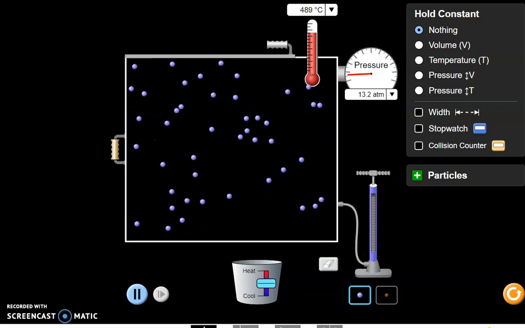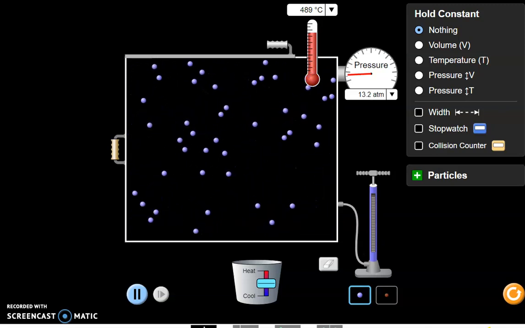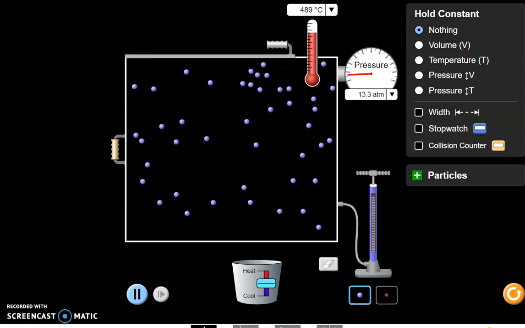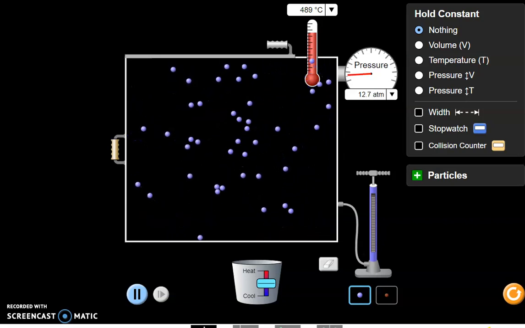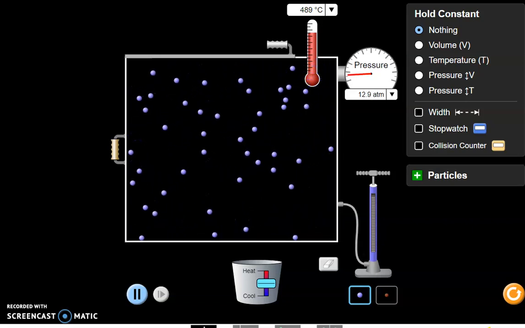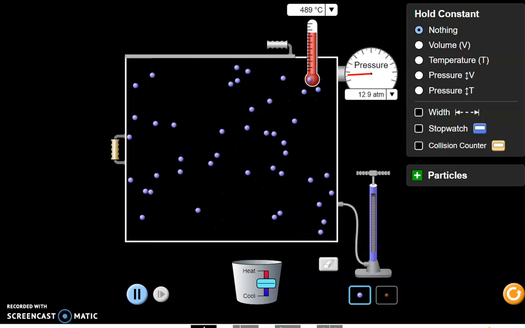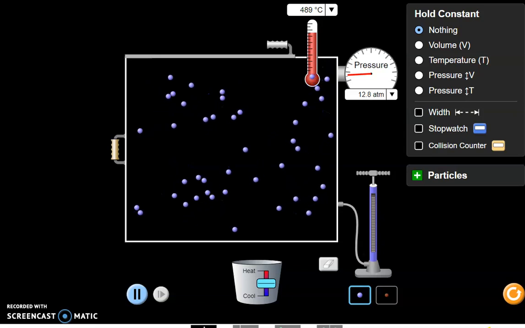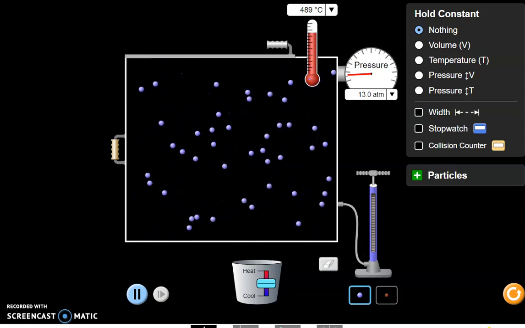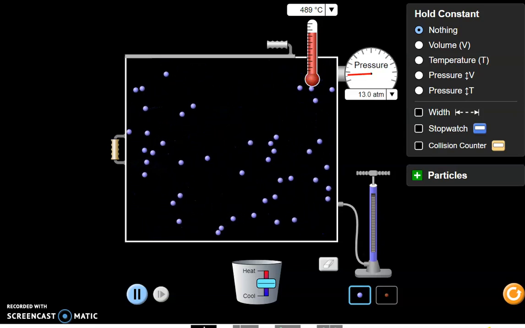So this is the beginning of Chapter 8. Before you, you have a model of how gases move. Notice that the gas fills the container, but that the volume of the gas is quite small, so there's a lot of empty space in that container.